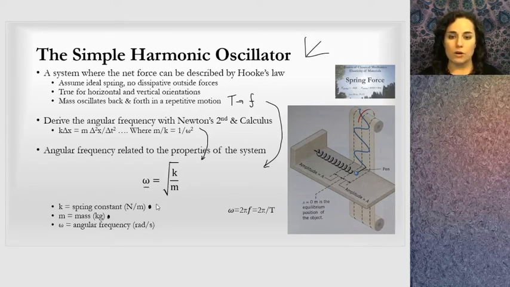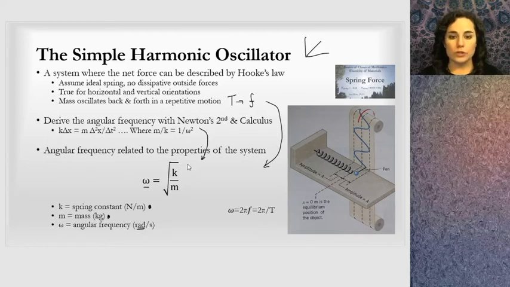Notice also that omega is in radians per second. So we're still thinking about completing cycles. No, the mass is not moving in a circle. It is completing cycles as if it were moving in a circle. So that's why we use radians in there.